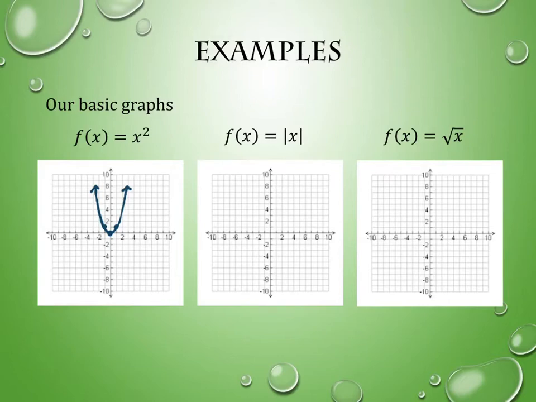Absolute value of x, which is not one that we did for the purposes of our discussion last time, has the same 3 points: the origin, 1, 1, and negative 1, 1. But it isn't the shape of a U, it's the shape of what? A V. So once I have my 3 points plotted, I'm going to connect them with basically lines so that I end up with a V shape.